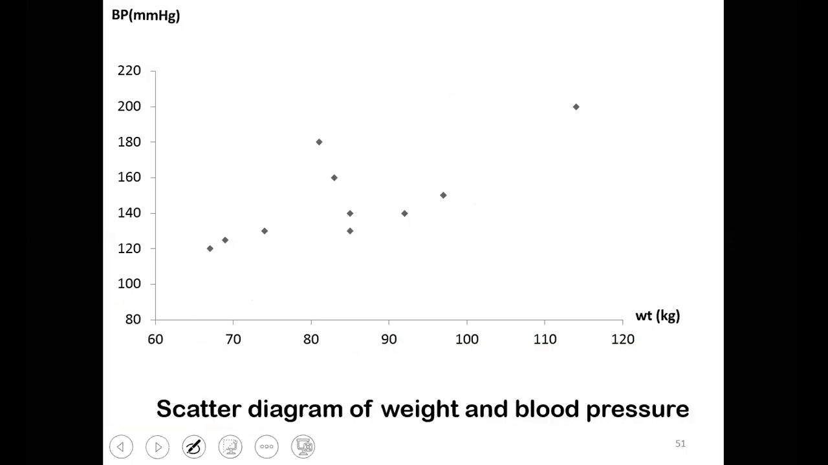Right. This is an example of blood pressure and weight. As you all know, blood pressure depends on weight, so blood pressure is the dependent variable and weight is the independent variable in this example. In this example, weight is the independent variable.